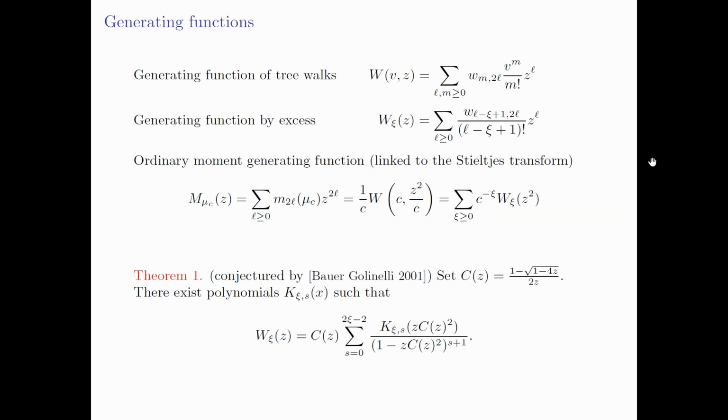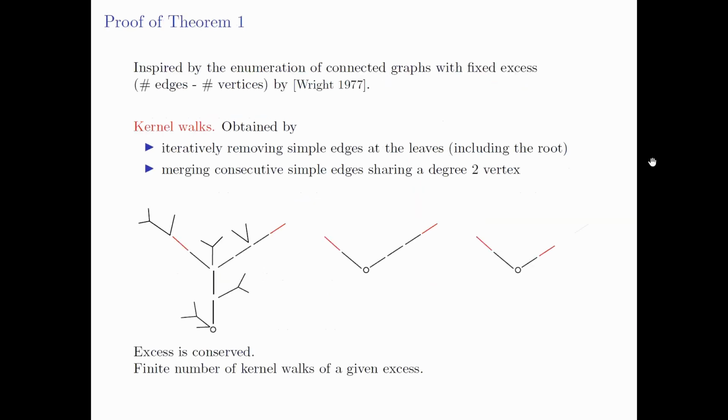So there was a conjecture on the shape of those generating functions here, the tree walks of a given excess. And indeed, we prove it. It is that it's a rational function in z and C squared, C being the generating function of Catalan numbers. So how do we prove that? Well, we exactly follow a proof from Wright for connected graphs.